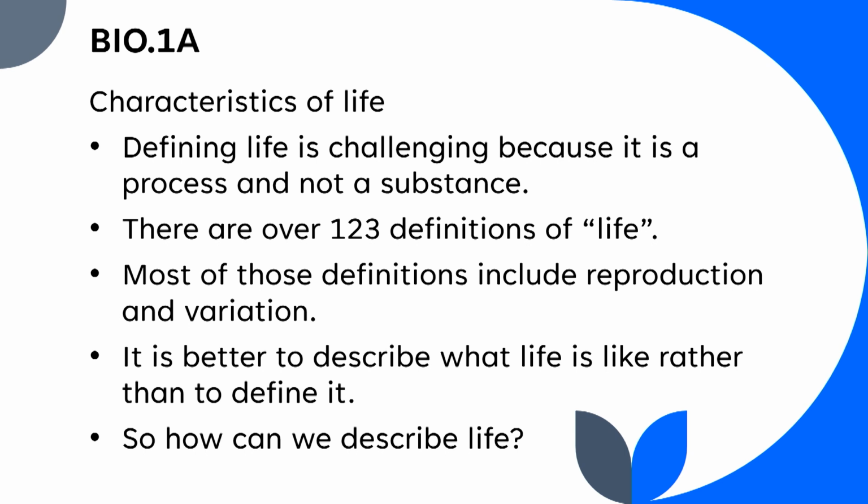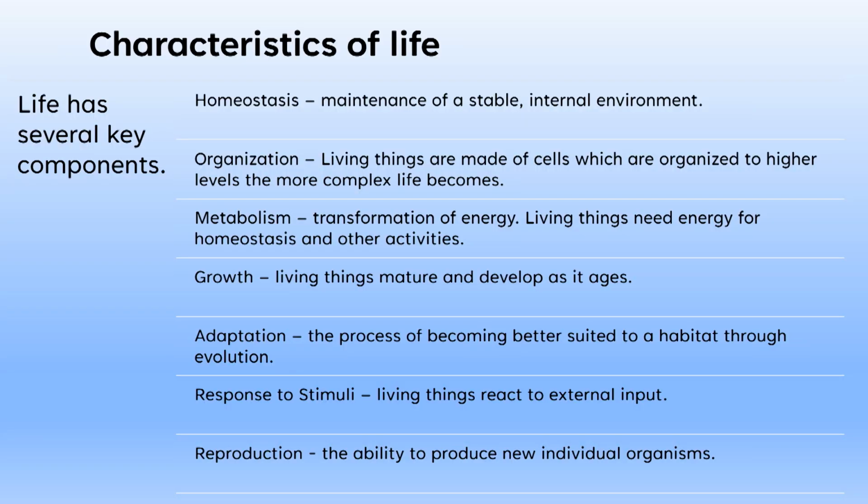So how can we describe life? Here are some things that all living things share. For scientists, this is a good checklist. If something can meet all of these different characteristics of life, it's probably a living thing. If it's missing a couple of them, scientists would not consider that thing as being alive. So let's look at some of these different characteristics of life.